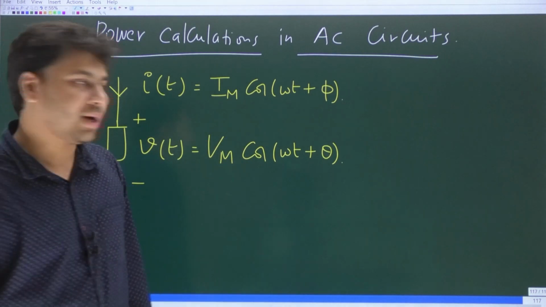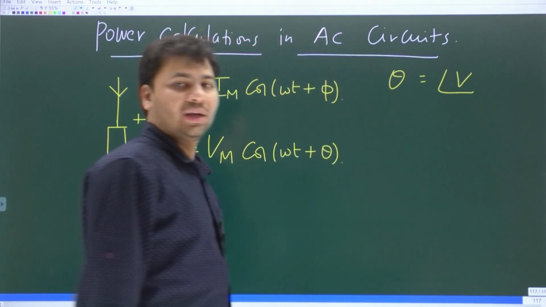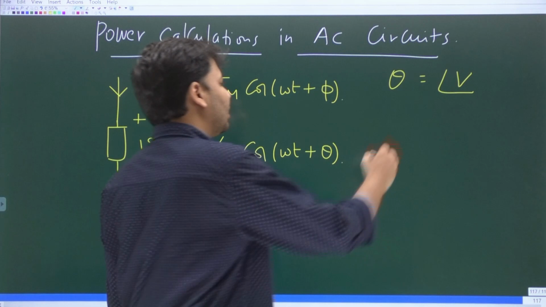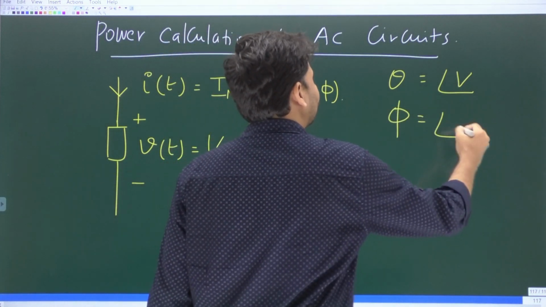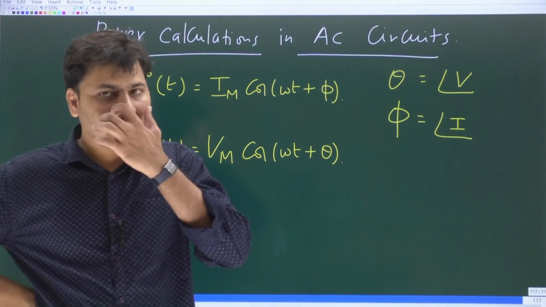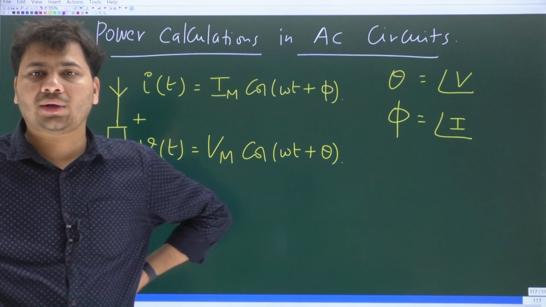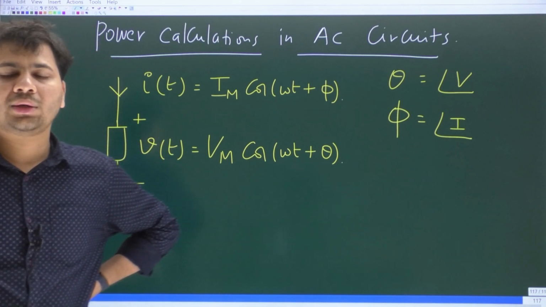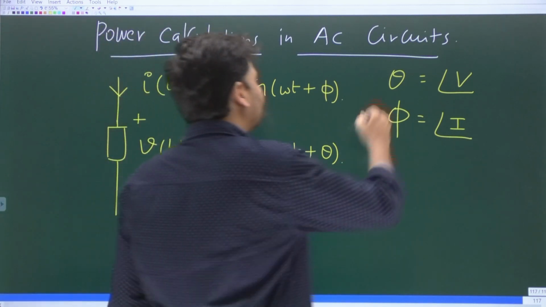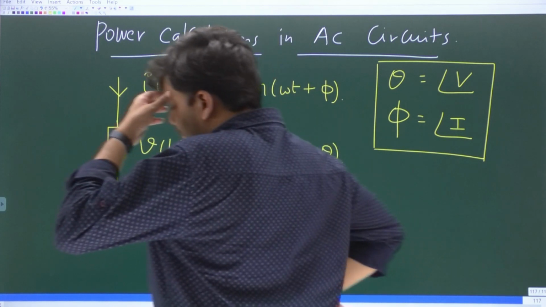Theta is always going to be the phase angle of the voltage, and phi is always going to be the phase angle of the current. So theta denotes the phase angle of the voltage, whereas phi will denote the phase angle of the current, okay? Let's be clear about this notation.